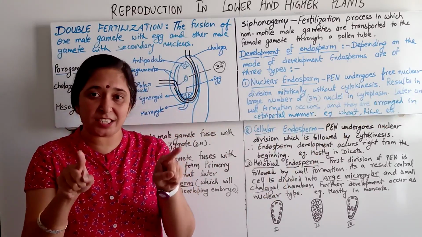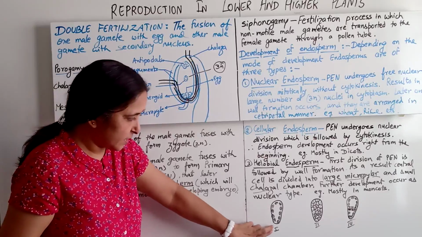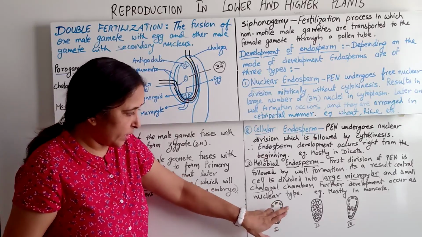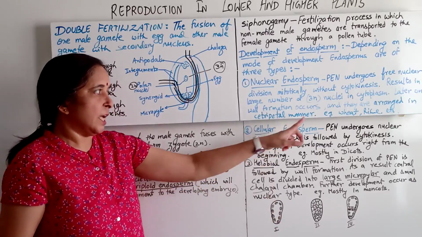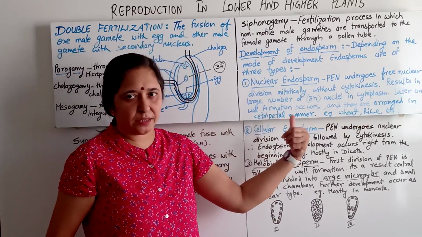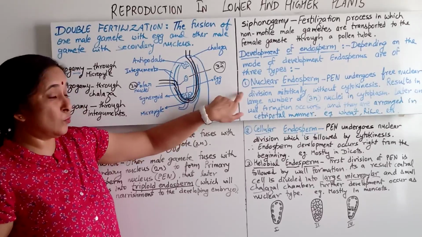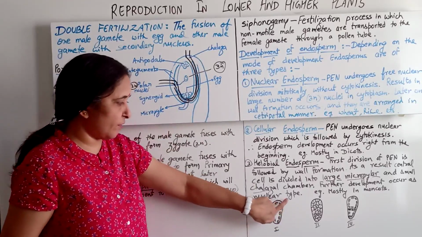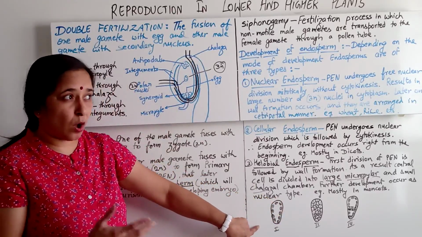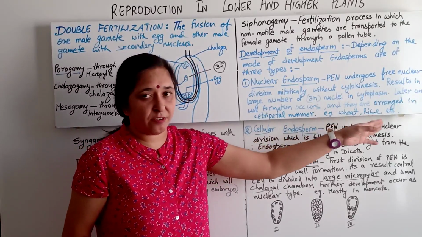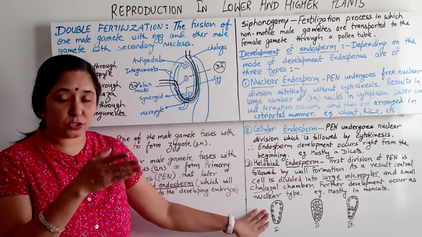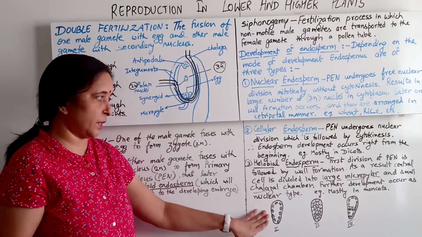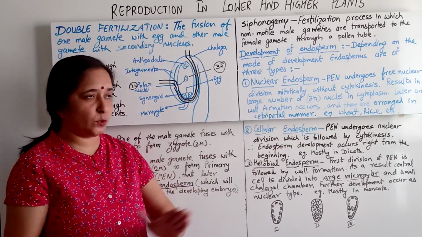and those will be arranged centripetally like this. See, around the wall, along the periphery, all the nuclei are arranged in a centripetal manner. So this is called the nuclear endosperm, and this is common, mostly found in wheat and rice. What is the function of endosperm? To provide nourishment.